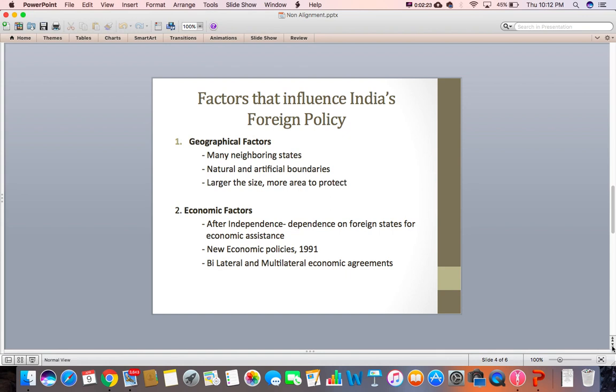The first factor is the geographical factor that includes various sub-factors like size, location, map, climate, natural resources, and so on. We all know that India has a very large geographical size with so many neighboring countries. With some we share cordial relations and with some we do not. So while framing the foreign policy, efforts are made to develop good relations with them.